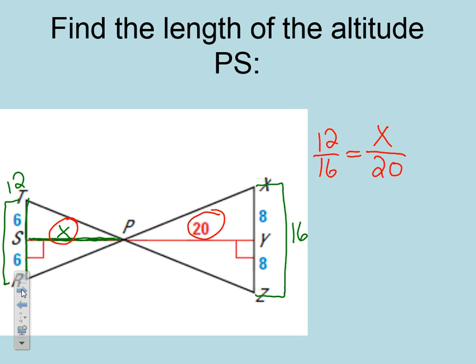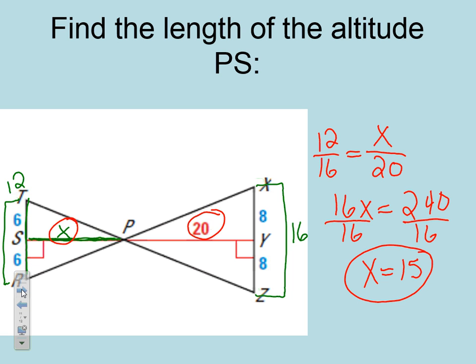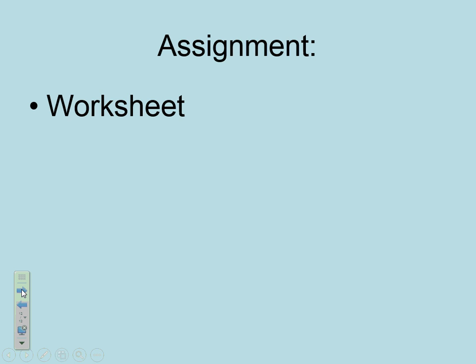Now we're just going to cross multiply. And I get 16x equals, sorry, I didn't have this one solved, 12 times 20, which is 240. Divide both sides by 16. And x equals 15. Alright, so there are going to be a few on your worksheet that ask you to find the altitude, or the blue line, and you can't see it because it's not printed in color, so just solve for y. Alright, that's all I have for you.